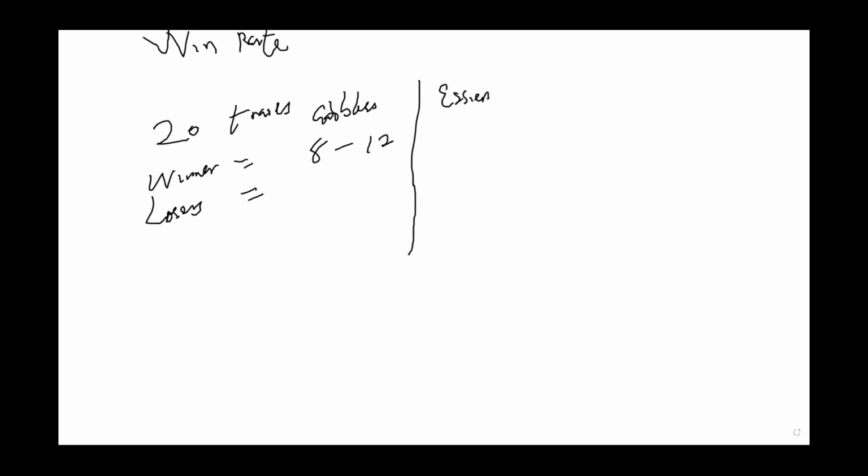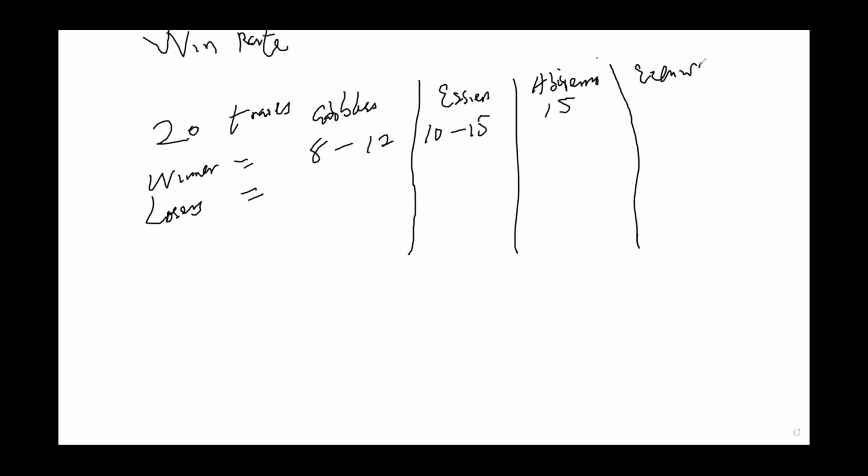SN says 10 to 15, right? 10 to 15. And I have Abidemi, who says 15 wins out of 20 is okay. Okay, 15 is okay. And I have Ezenwata, who says 7 to 10, right? That if you can get 7 to 10 wins, you'll do fine.